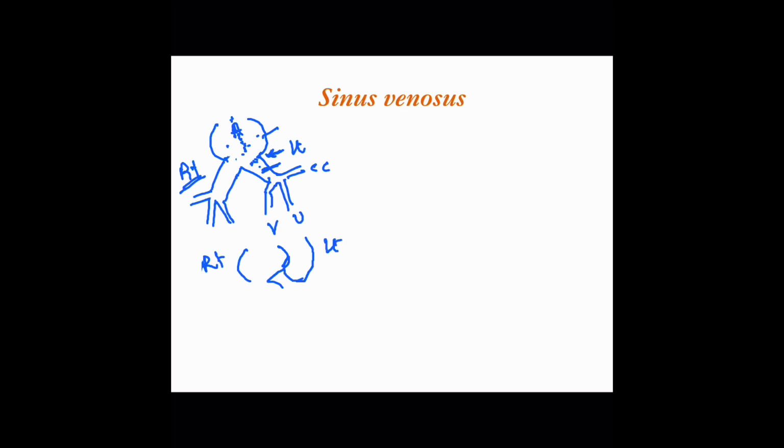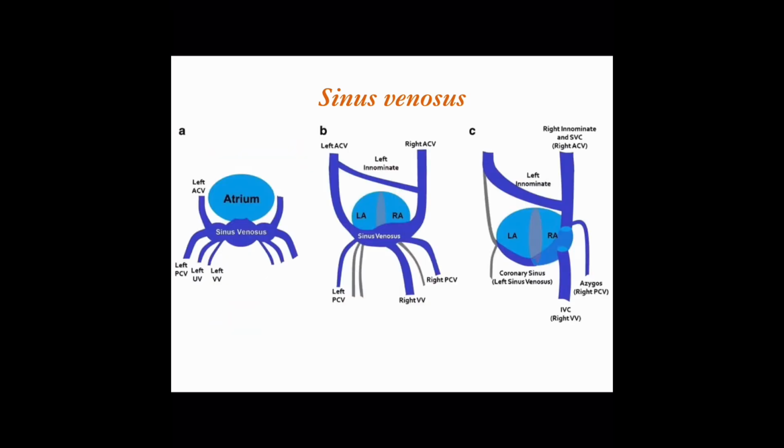I'll draw this sinus venosus in yellow so you will understand. Now this is the left horn of the sinus venosus, this is the right horn of the sinus venosus, and these are the three vessels which are joining it. The same thing here.